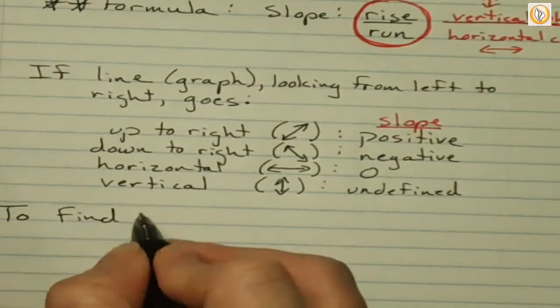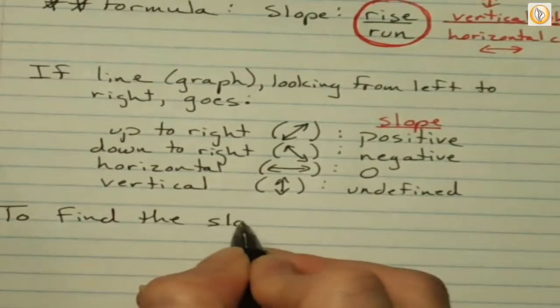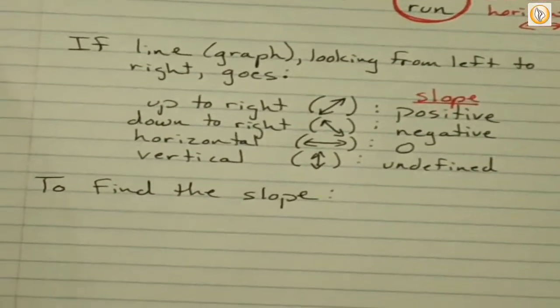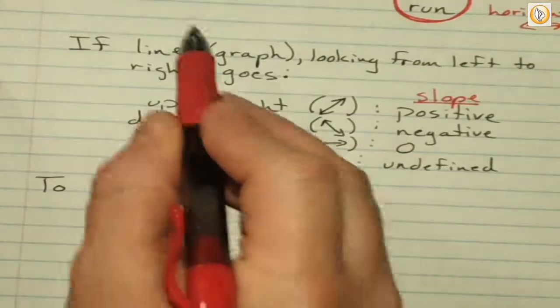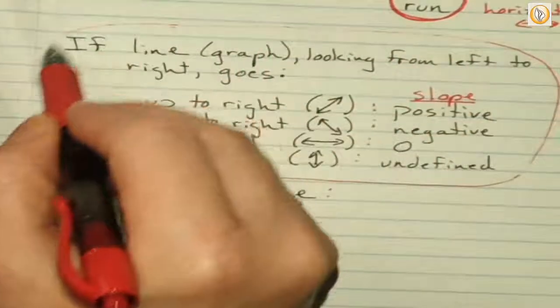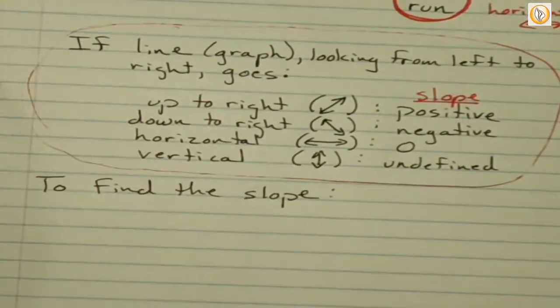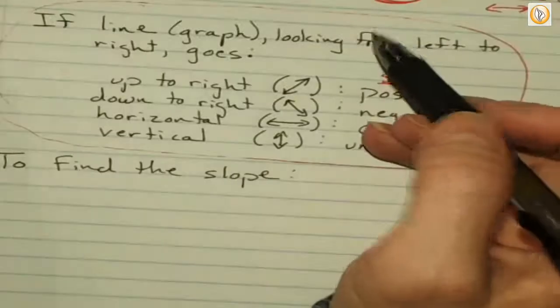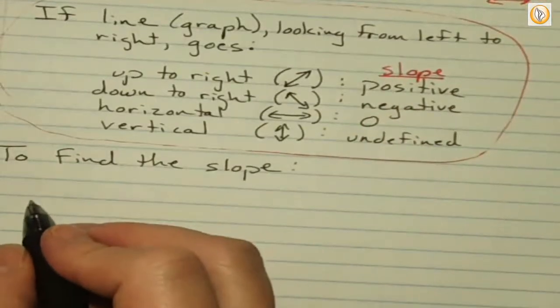To find the slope. Okay, so let's say we need to find it. Now I'm going to be honest with you. This right here, my students very rarely ever remember any of that. And it's okay. This right here is what you have to remember. Okay, to find the slope.